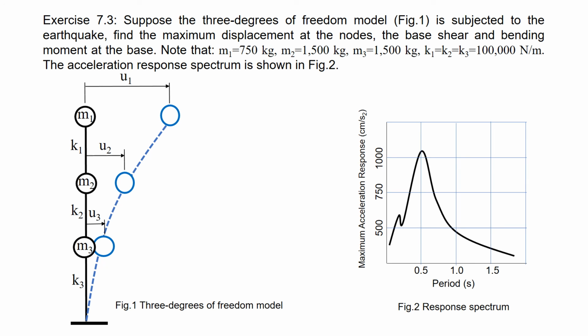Exercise 7.3. Suppose the 3 degrees of freedom model, figure 1, is subjected to the earthquake. Find the maximum displacement at the nose, the base shear, and the bending moment at the base. Note that M1 equals 750 kg, M2 1500, M3 1500, and K1, K2, K3 are 100,000 Newton per meter. The acceleration response spectrum is shown in figure 2.